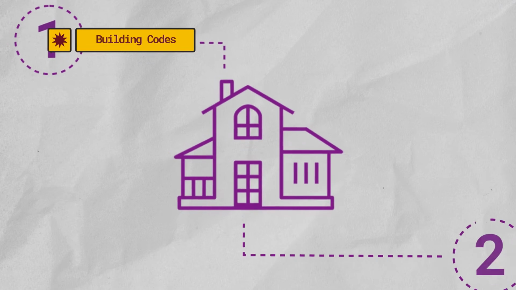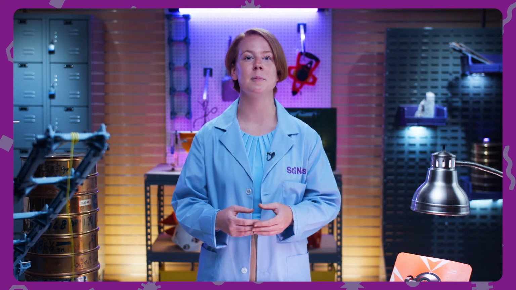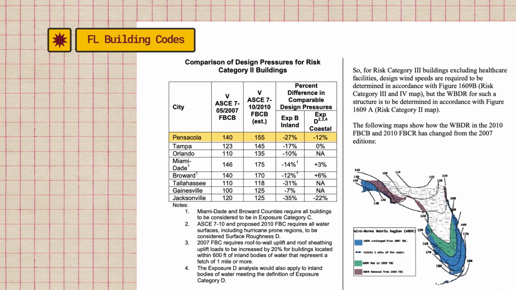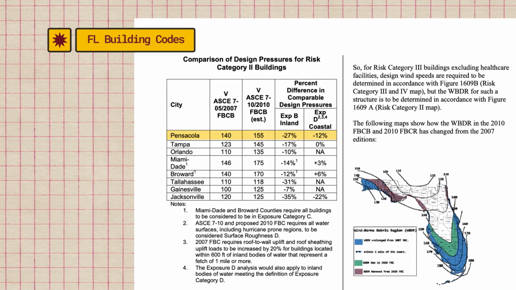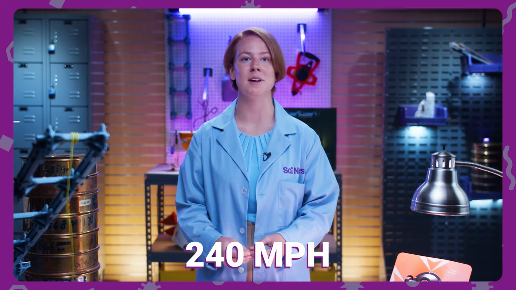Building codes are a set of standards that all new construction must meet. They are a quality control measure for buildings and homes that are being designed. The building code for Florida says that engineers should design for wind speeds of 140 miles per hour. But this home in Mexico Beach was designed to withstand 240 mile per hour winds.